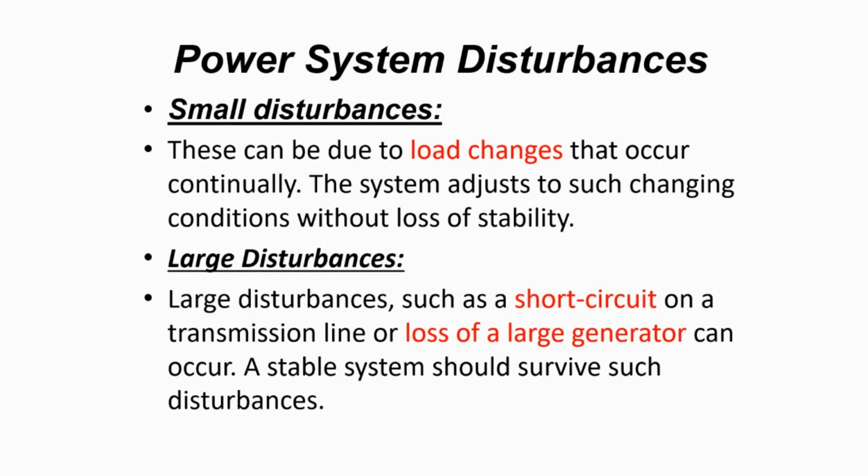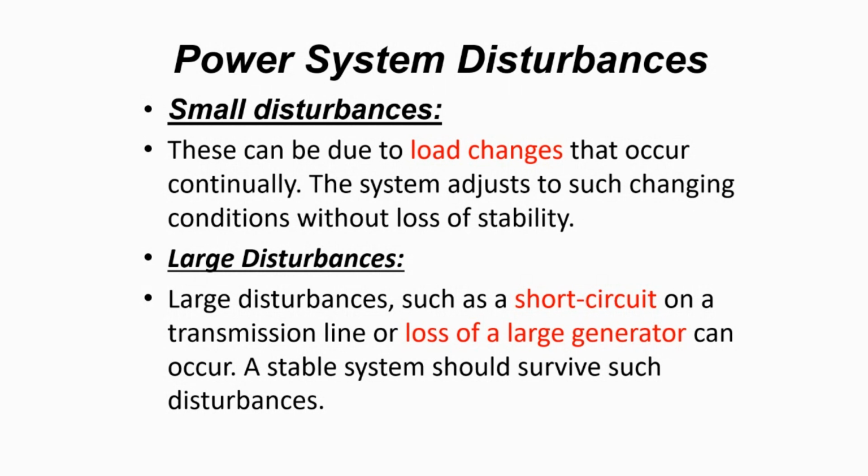Whenever you change the load, you have to control the generated power at the other side by increasing or decreasing. This is a small disturbance which can easily be controlled through the governor, as we will see, of the prime mover driving the generator. This prime mover can be controlled to increase or decrease the power to maintain the stability.